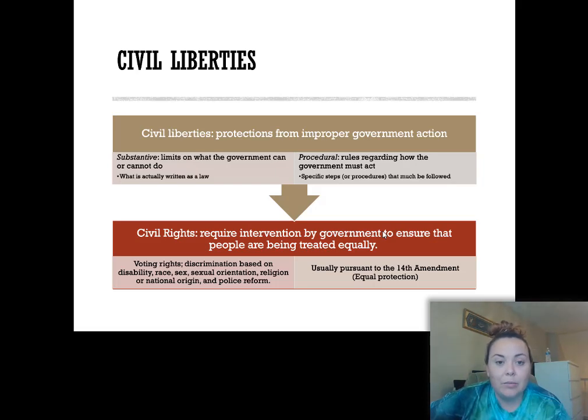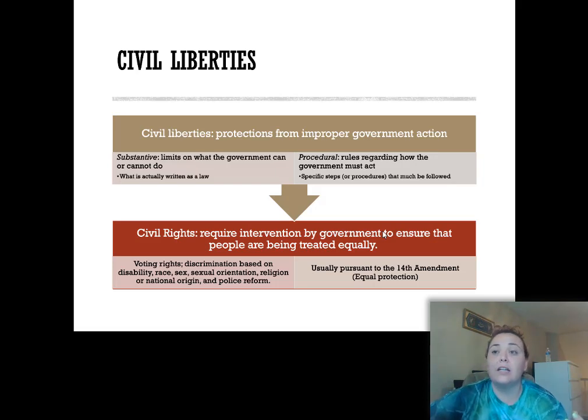But civil liberties are going to be protections from the government, improper governmental action, right? We have the first 10 amendments, erroneously called the Bill of Rights, when in fact they're actually a Bill of Liberties because they are laws that prevent government from doing something. They're negative freedoms, and I say negative, I don't mean bad, I mean less. So government cannot act on these particular things.